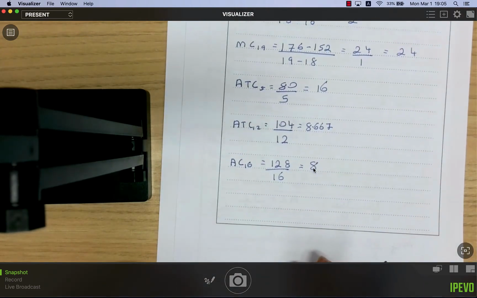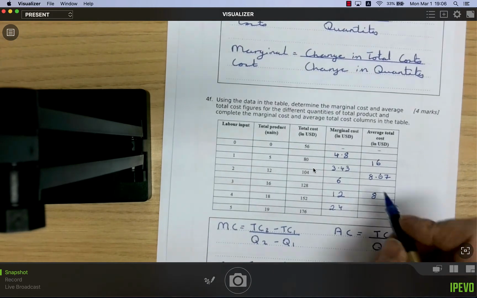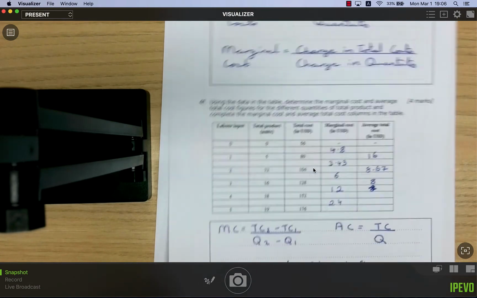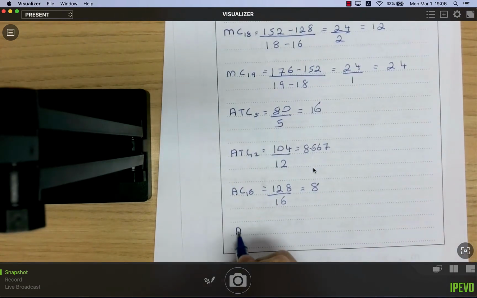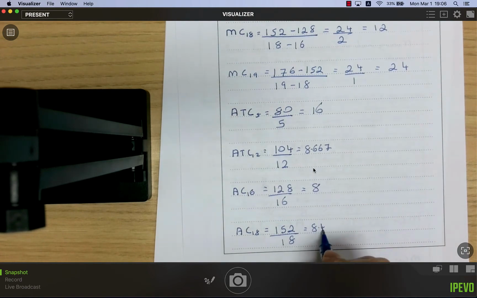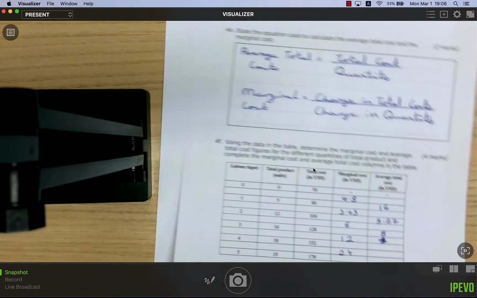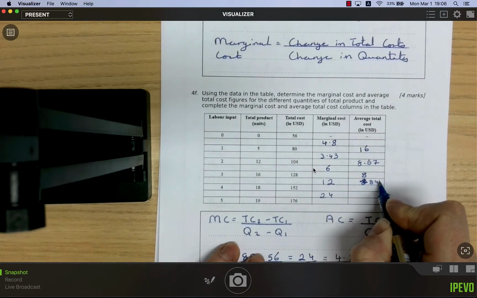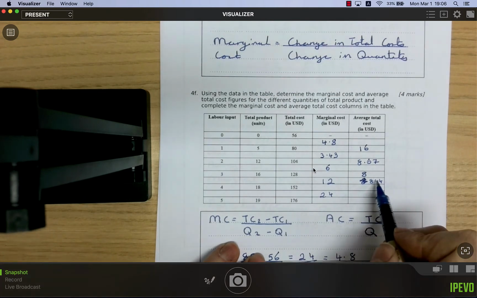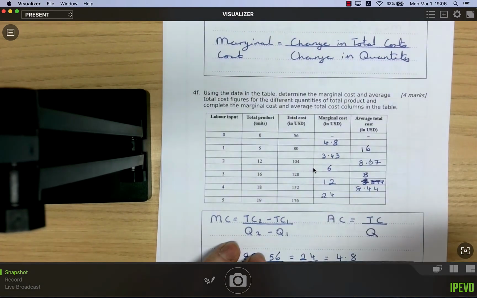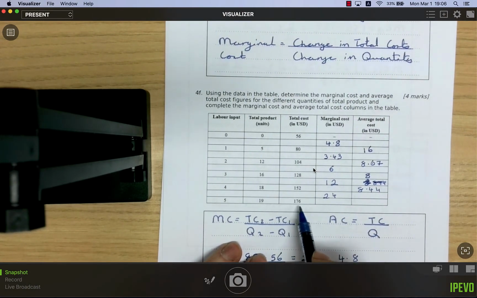Have I done something wrong? Yes, I have done something wrong. You must forgive me, I got ahead of myself. So it's 152 divided by 18, and that's the average cost of 18 units. I get that is equal to 8.444, so I'm just going to round it off to 8.44. Have I done it again? Yes, I have. Excuse me, that's why it's confusing. Then the last one is 176 divided by 19.